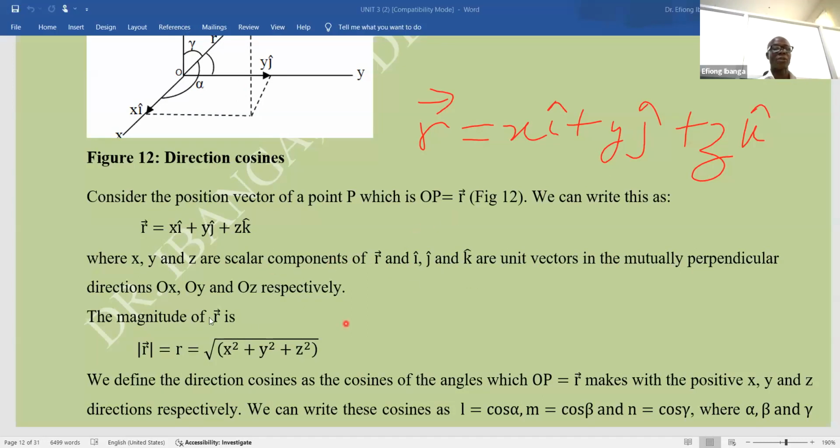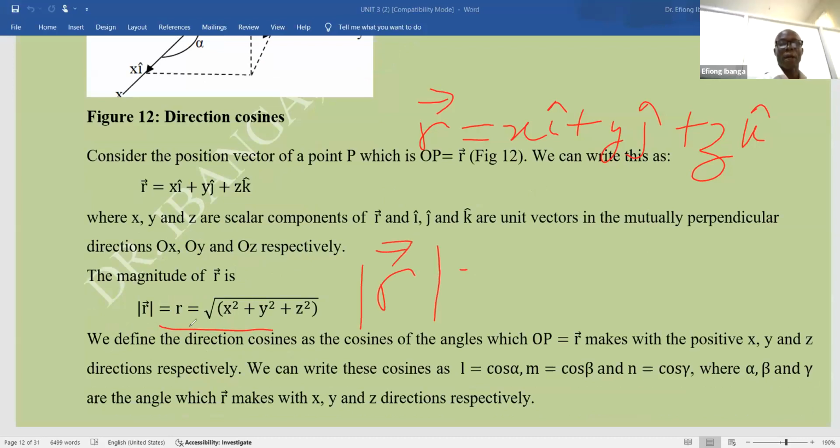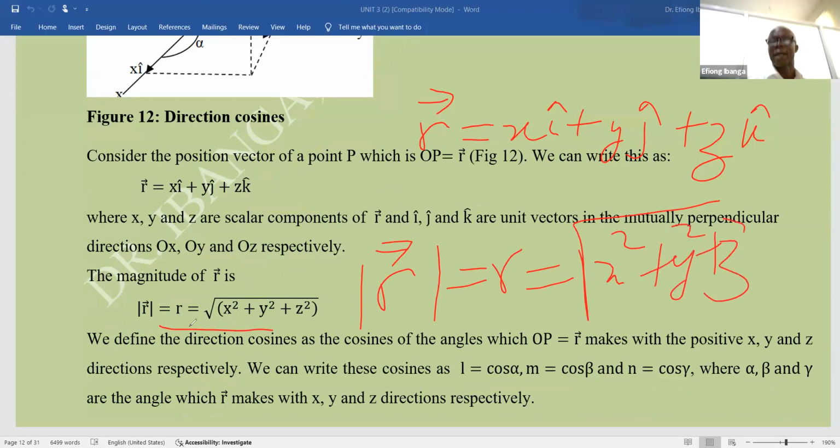Of course, the directions are OX, OY, OZ, like that. Do you understand it now? Then the magnitude of R alone, as I've said earlier on, is going to be the square root of X squared plus Y squared plus Z squared, like that. Okay? Do you understand that? So that's how we got that.